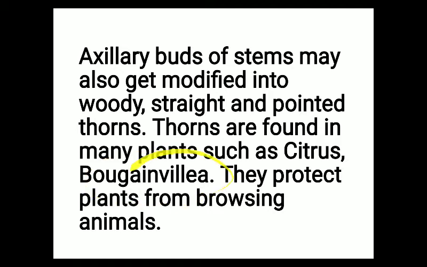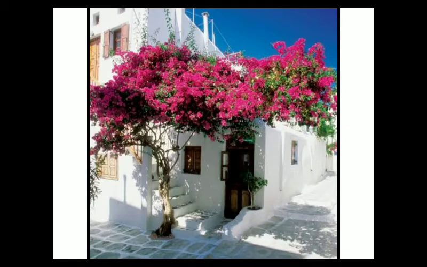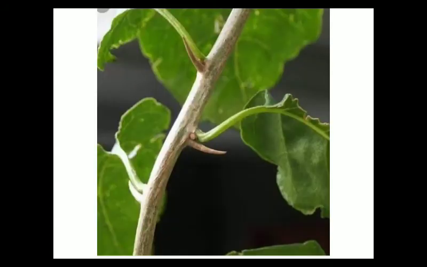In bougainvillea plant also we can see the presence of thorns. This is a typical bougainvillea plant. You must have seen this plant around you, in your school campus also. This plant is planted there, so once your school reopens you can see it. This structure is the thorns of the bougainvillea plant. They are straight, woody and pointed structures. And what is the function of these thorns? They protect the plant from browsing animals.